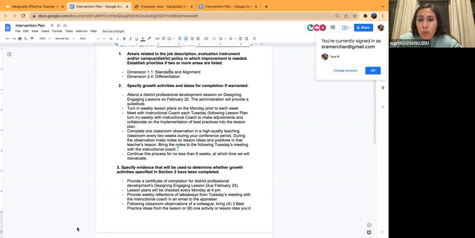And Mrs. Session will also complete one classroom observation in a high quality teaching classroom every 2 weeks during her conference period. During this observation, she's going to be taking notes, lesson ideas, and any positives that she sees within this classroom. She will be taking these notes to her following Tuesday meeting with the instructional coach so they can discuss it. And we will continue this process for no less than 6 weeks, at which time we will be reevaluating with Mrs. Session.